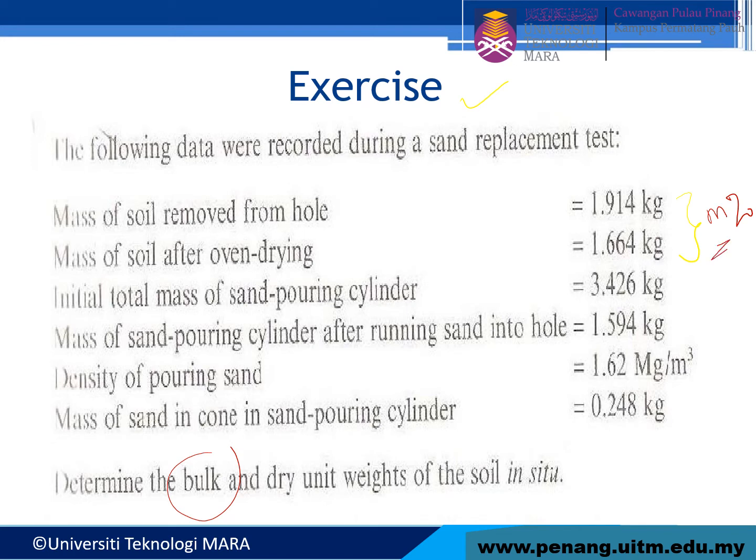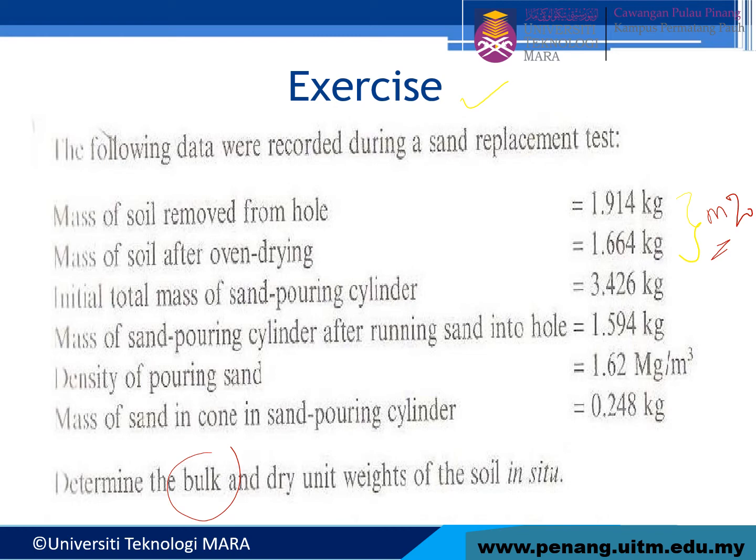This one is the dry unit weight. From the dry density, you will get the dry unit weight by using the equation: dry unit weight is equal to rho dry, the dry density, times 9.81.